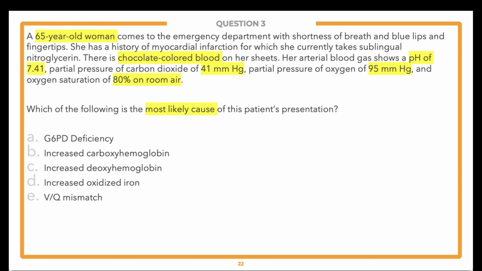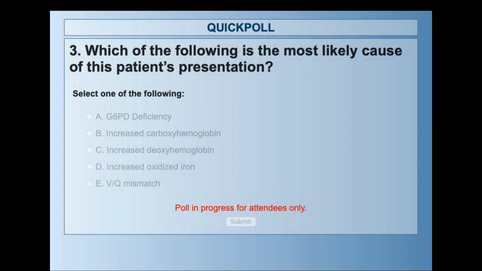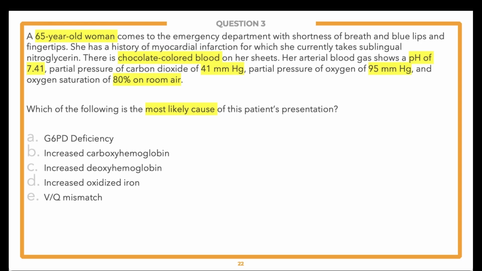Okay, I'm going to go ahead and launch that poll. If you don't know it, that's okay, but you don't want to leave it unanswered. I'll give you 3 more seconds. I'm going to close the poll. Okay, closing the poll now. So let's share the results.